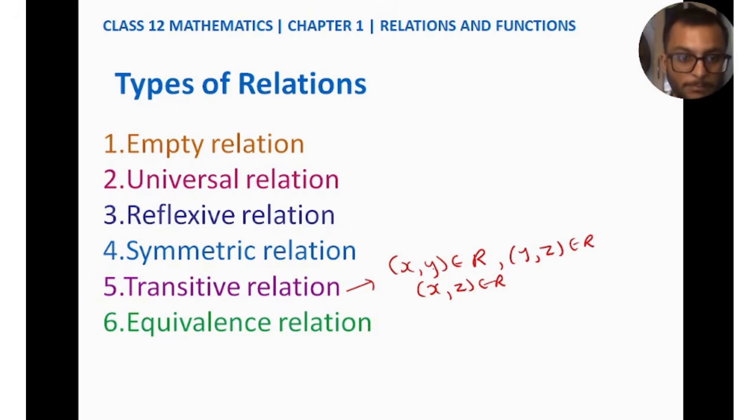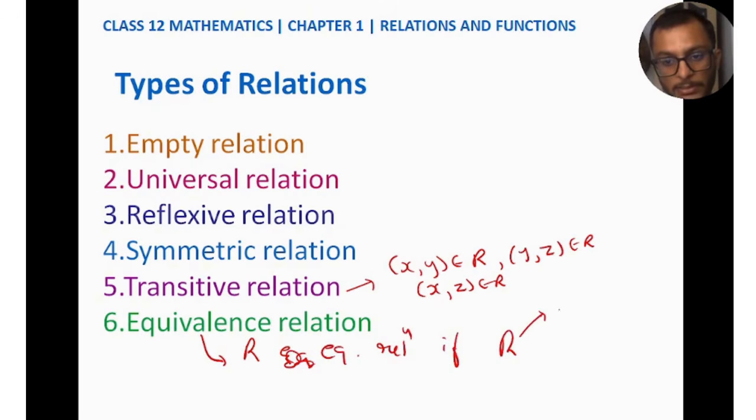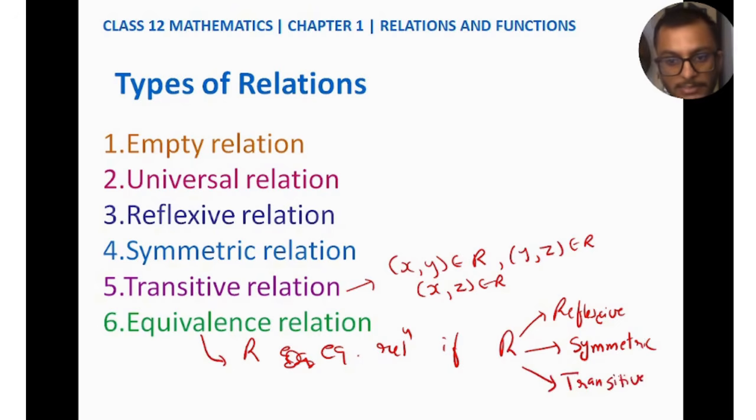I will give examples of reflexive, symmetric and transitive properties. Before that, what is equivalence relation? R is an equivalence relation if R is reflexive, R is symmetric, and R is transitive. Then R is called an equivalence relation. Now let me give one simple example.